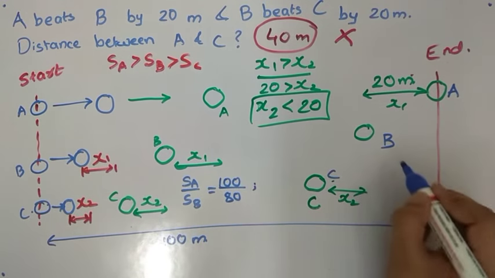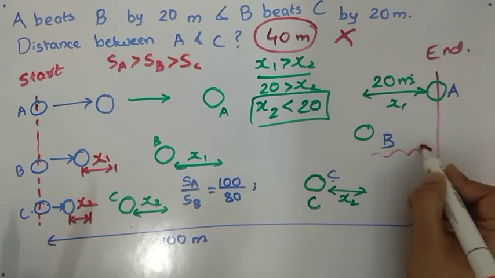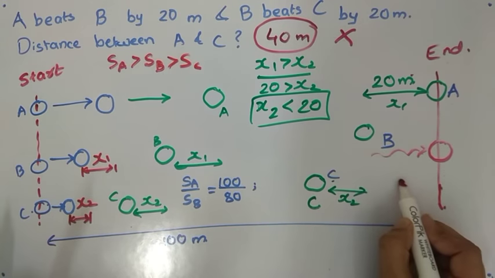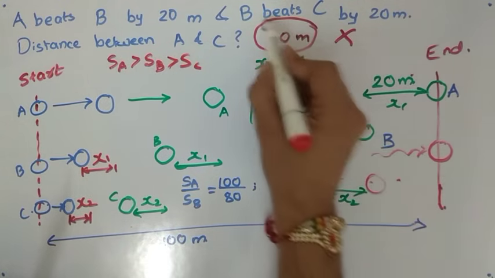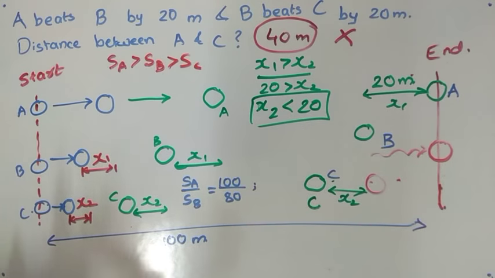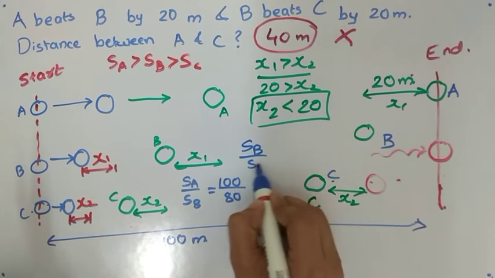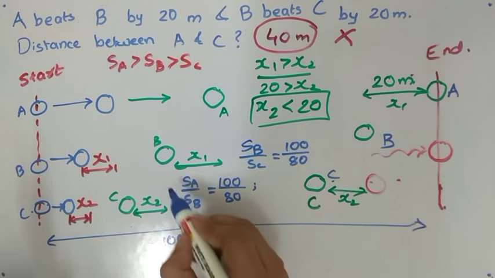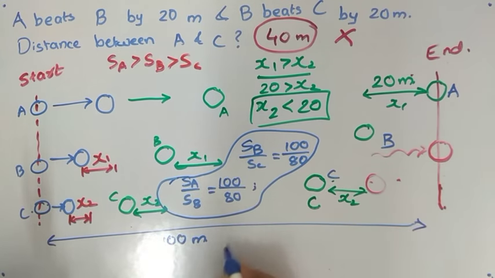Similarly, when B reaches the end position, C will be 20 meters behind, because it's given that B beats C by 20 meter. So SB upon SC will again be 100 by 80. Now let us use both these equations.